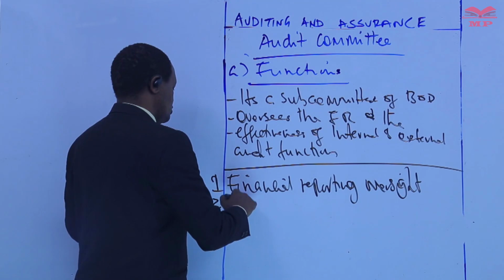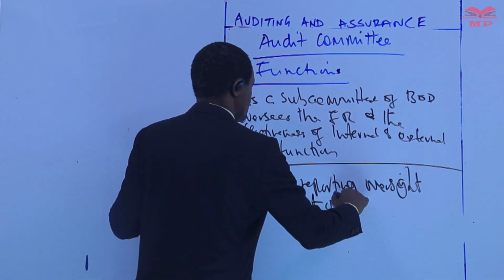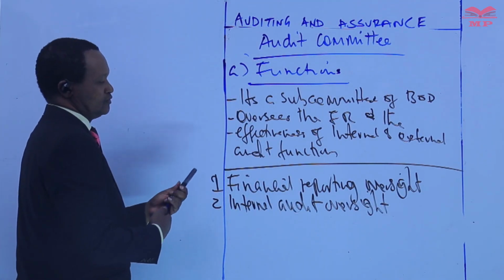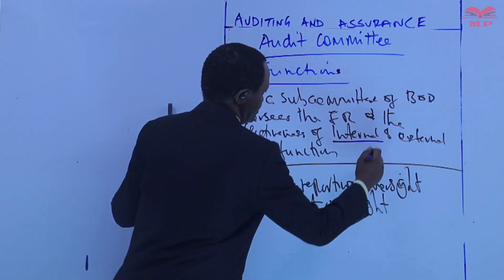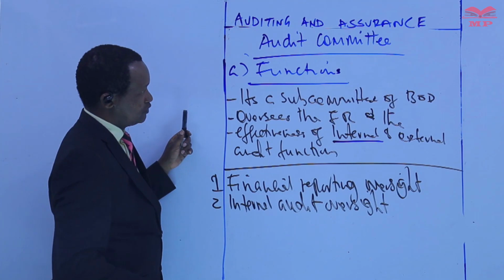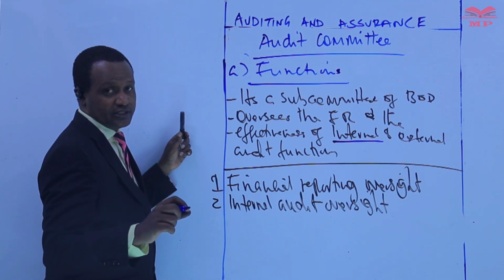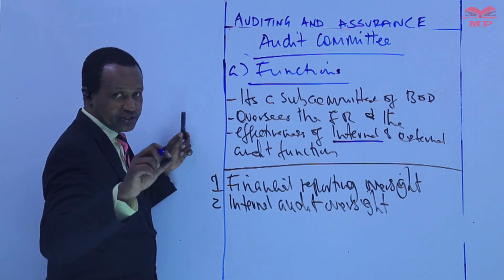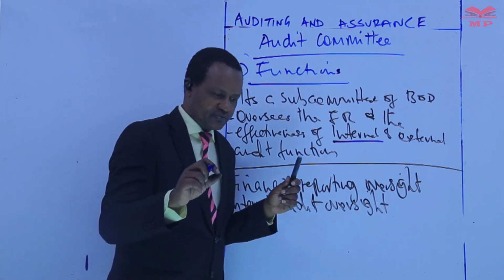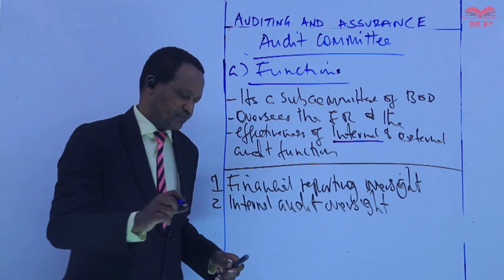2, internal audit oversight. See, candidates, I'm just drawing the functions from the definition. The second function of the audit committee is the internal audit oversight. That is to mean that the audit committee reviews and approves the internal audit plan and work program.